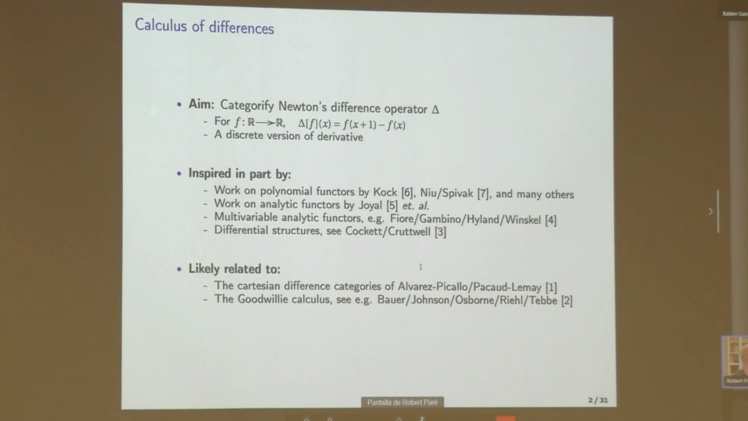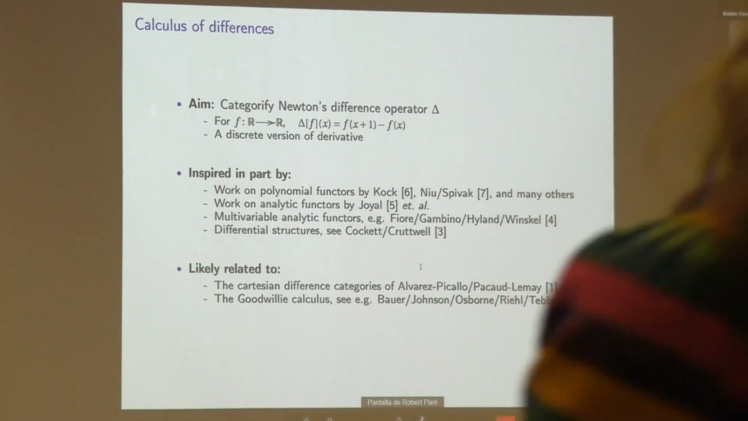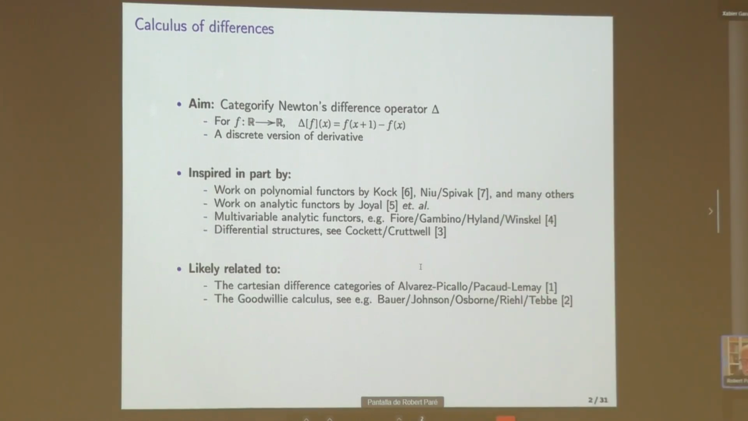And this is a discrete version of the derivative, and this is very useful in practice. There are all sorts of versions of this. This is the simplest one. And so I want to take this and do the same thing for functors now from sets to sets. And so this is part of the general project of trying to understand the structure of functors from sets to sets.